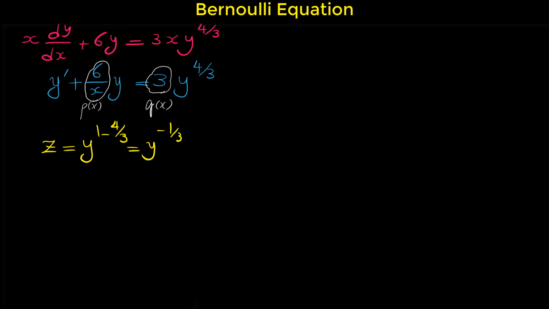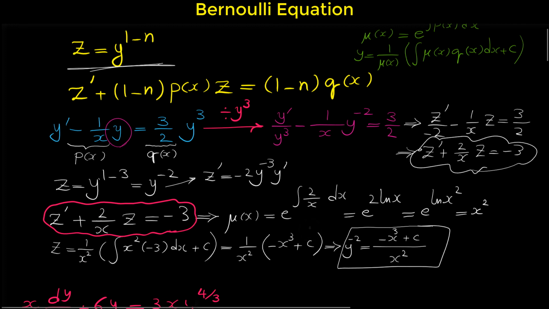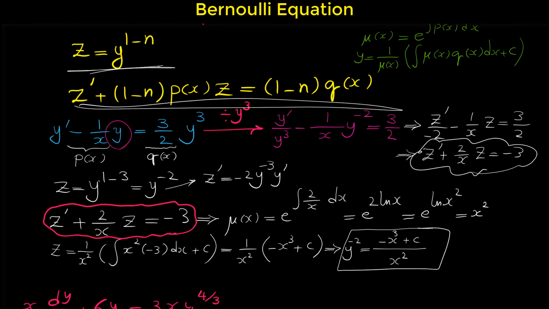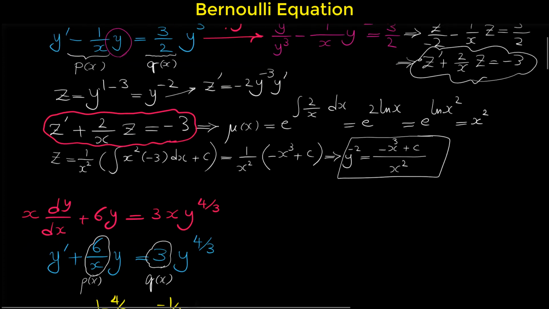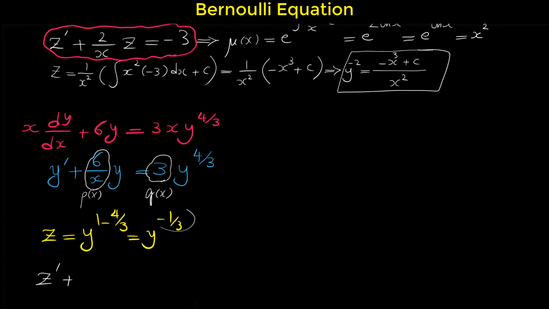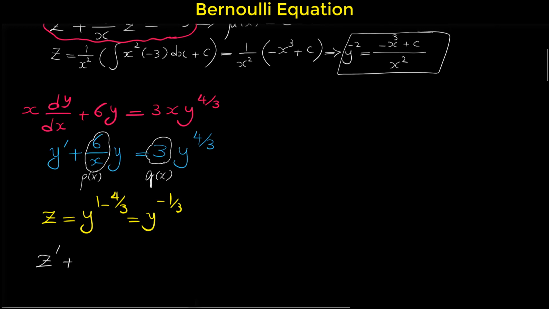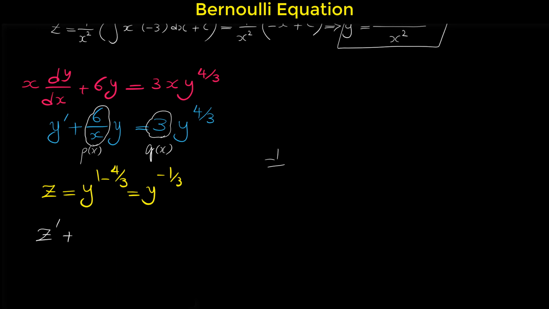The transformed equation is z prime plus, if you don't remember, let's take a look again at the formula, 1 minus n times p of x. And here 1 minus n is this negative 1/3. So you have to multiply this negative 1/3 by p of x. If you multiply negative 1/3 by 6 over x, this equals negative 2 over x.